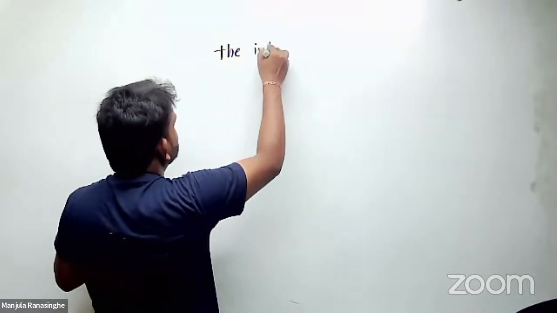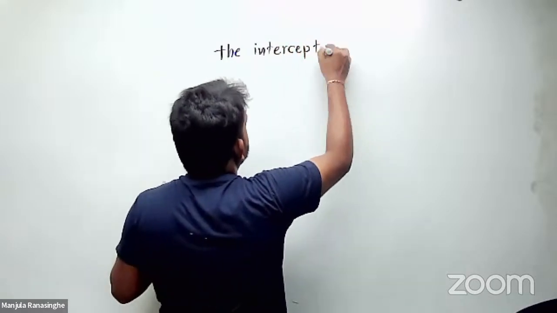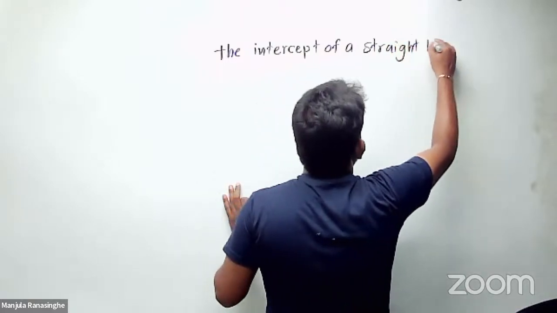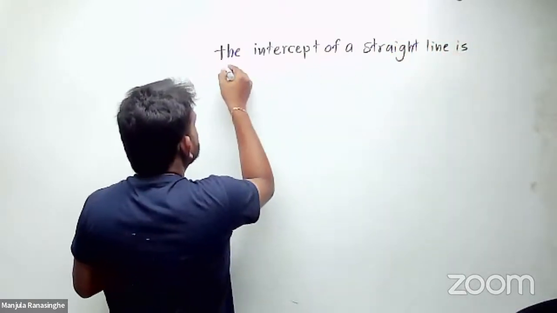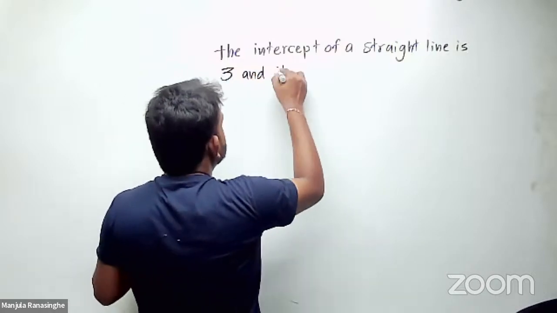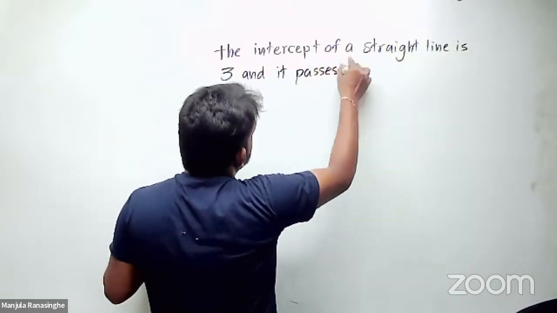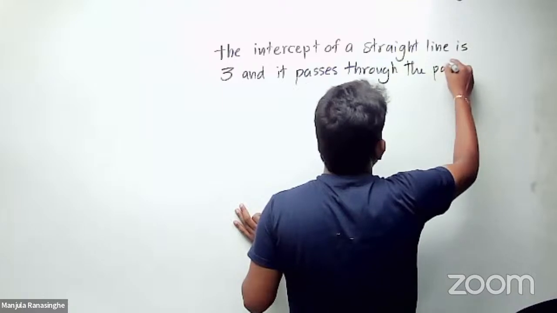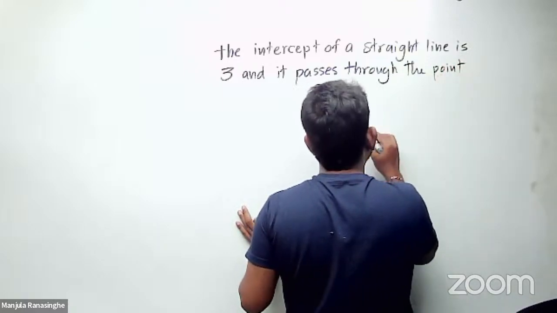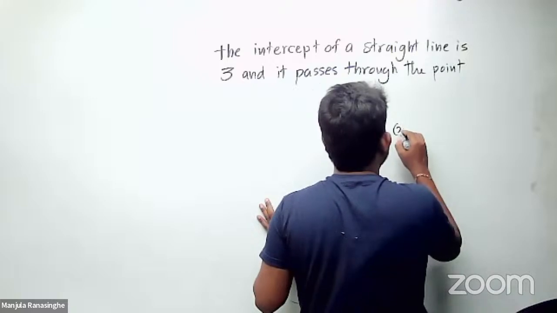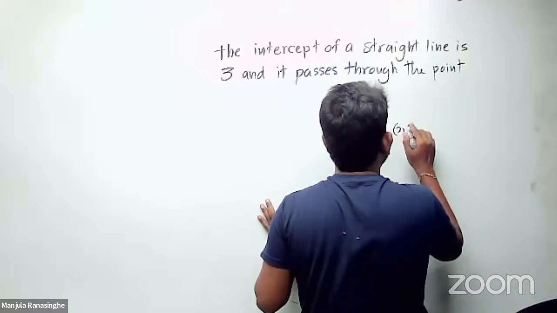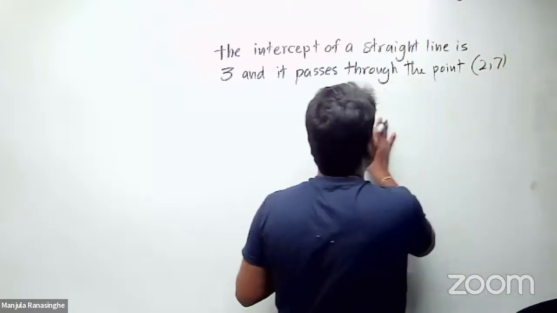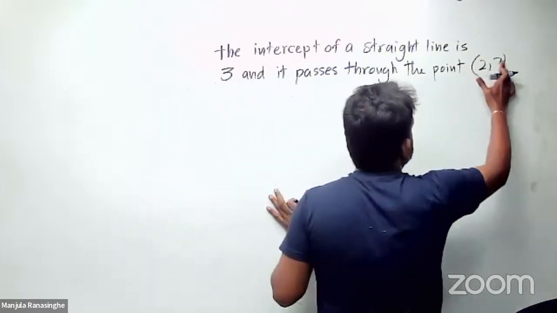The intercept of a straight line is 3. It passes through the point 2, 7. 2, 7.